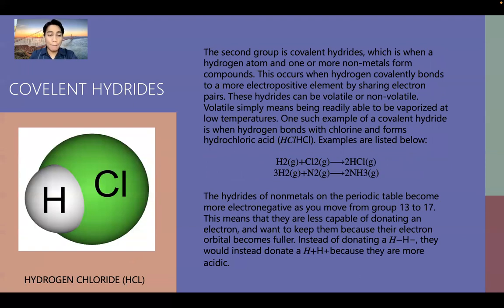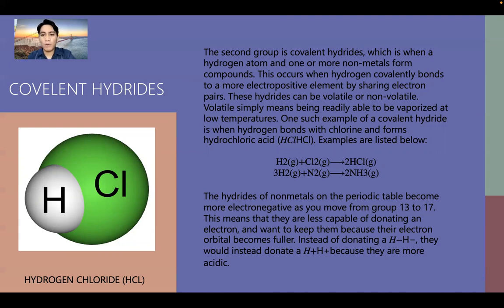Now, we also have the covalent hydrides. Again, covalent is a bond of a nonmetal with a nonmetal atom. The second group is the covalent hydride, which is when hydrogen atoms and one or more nonmetals form a compound. This occurs when hydrogen covalently bonds to more electropositive elements by sharing electron pairs. This hydride can be volatile or non-volatile. Volatile simply means being able to vaporize rapidly at low temperature.